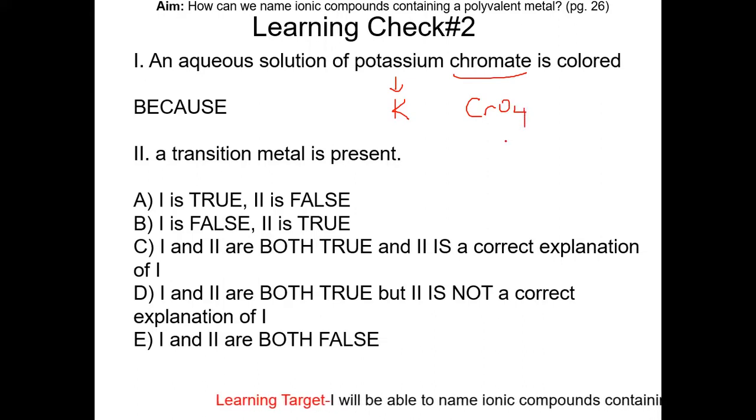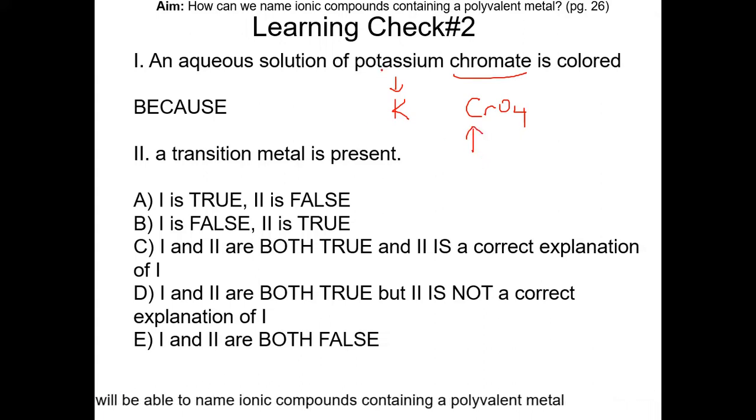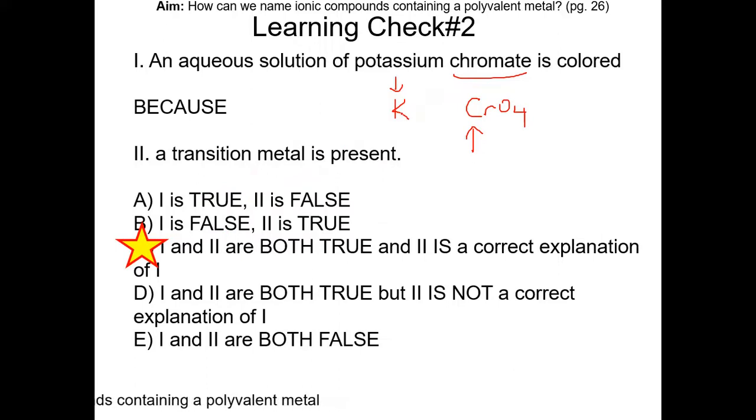CrO4. So you have to memorize the polyatomic ions for the SAT2. Cr is a polyvalent transition metal. As a result, potassium chromate is colored. So the best answer is choice C. Both statement 1 and 2 are true, and statement 2 is the correct explanation of statement 1.